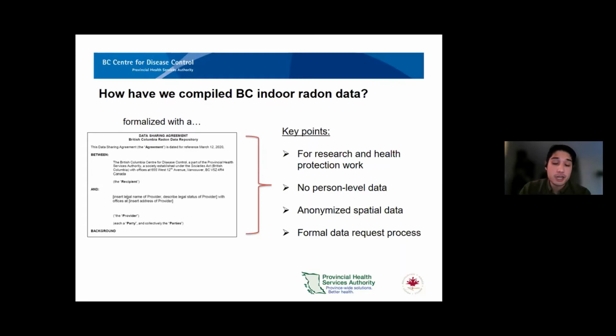Someone would not be able to re-identify a person or building with reasonable accuracy with this data. So we didn't compile any homeowner names or phone numbers, nothing of that sort. And only geographic boundaries or anonymized point coordinates were retained as spatial units in the repository data. And I'm going to touch on this in a little bit more detail in a moment. But the last main feature of the repository is that external parties can request access to the non-identifiable data. We have a formal application process for this, and data would only be released for research and health protection work. So essentially the same type of uses that we would have with this data ourselves.